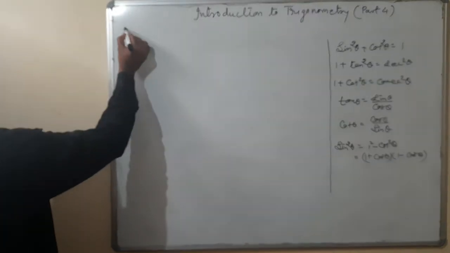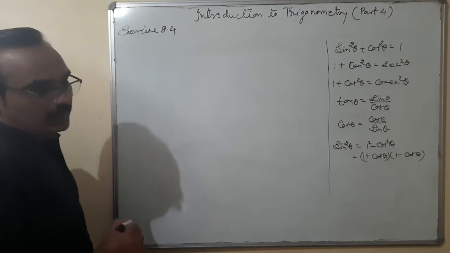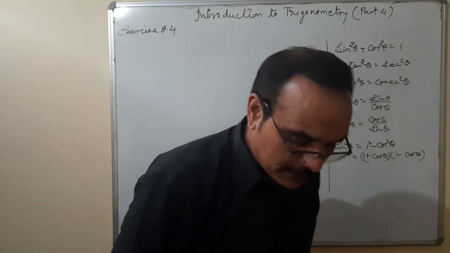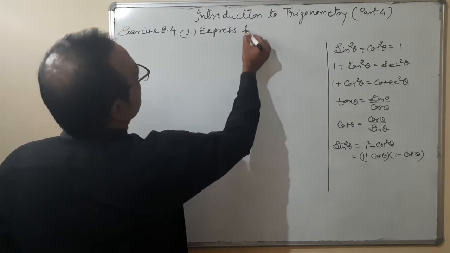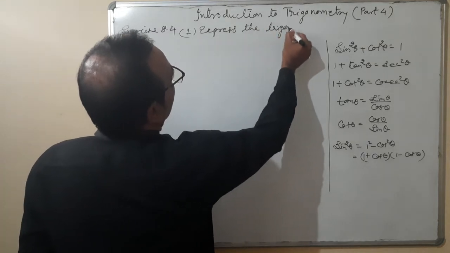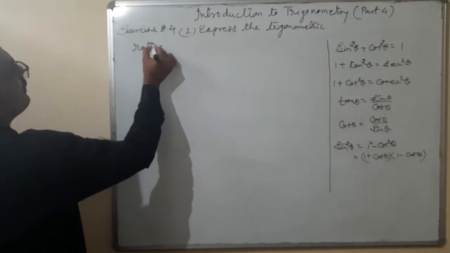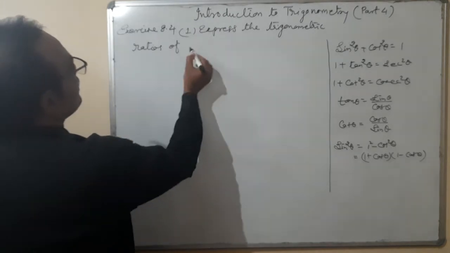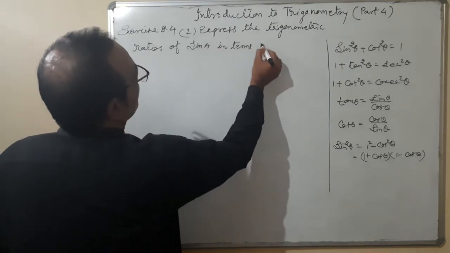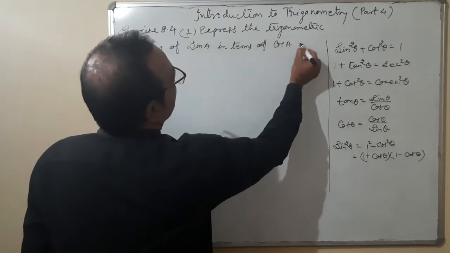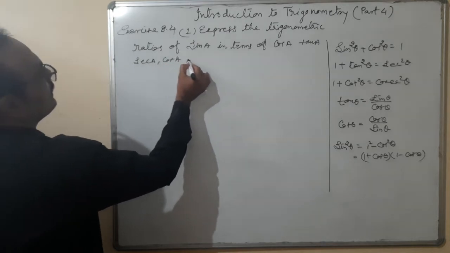Exercise 8.4. Question number 1. Express the trigonometric ratios of sin A in terms of cos A, tan A, sec A, cot A and cosec A.